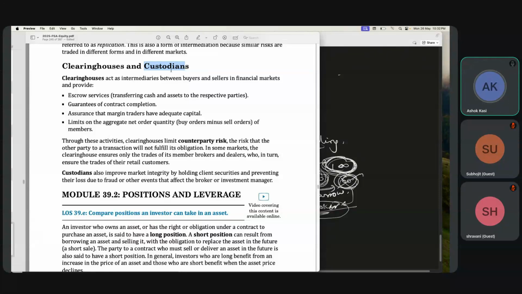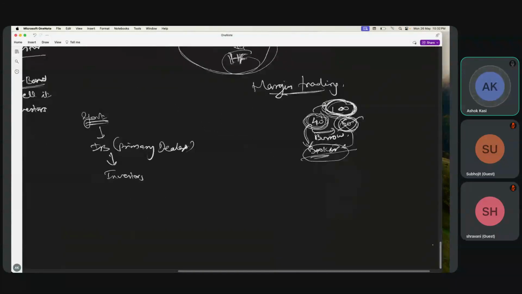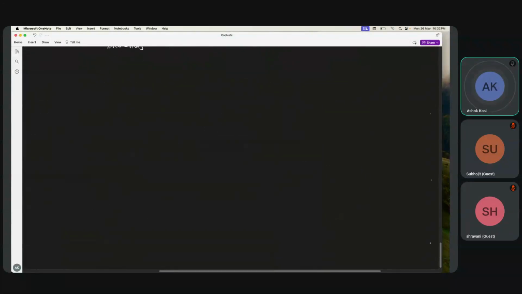Now, clearing house and custodians. So what is this clearing house and custodians? Custodian means what now? Before understanding custodian, let's understand the term bank. What is your expectation from your bank? Anybody's expectation from your bank is what? First of all, my money should be safe. Safeguarding cash.